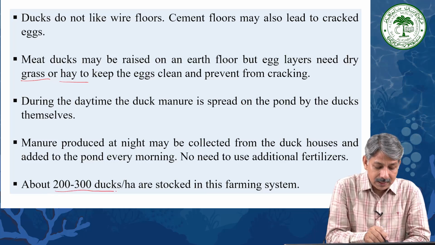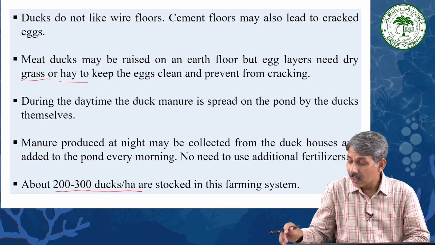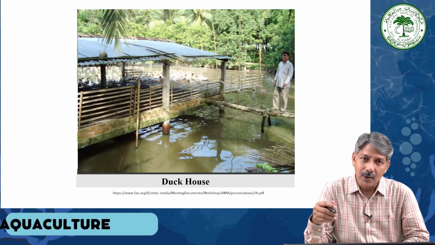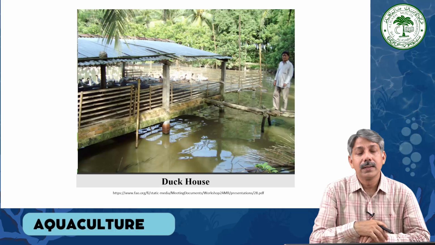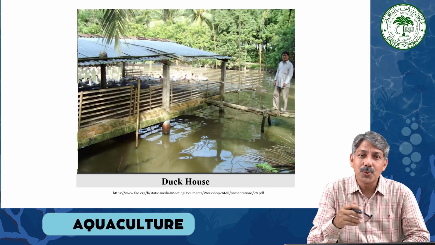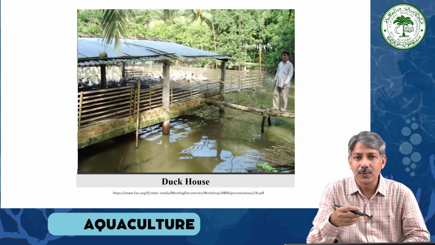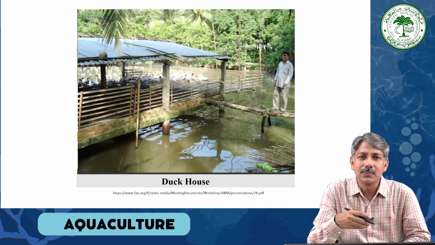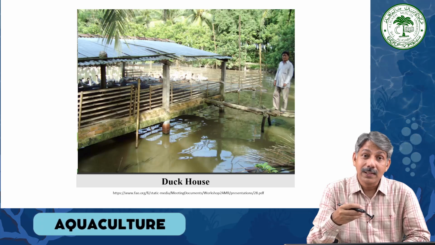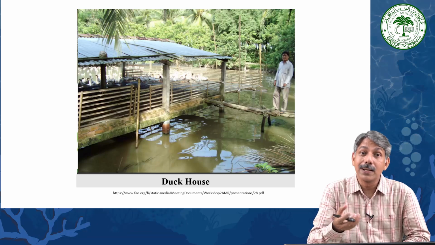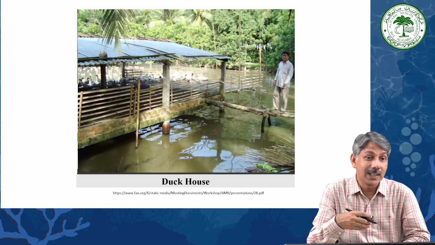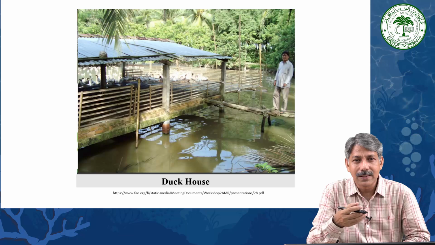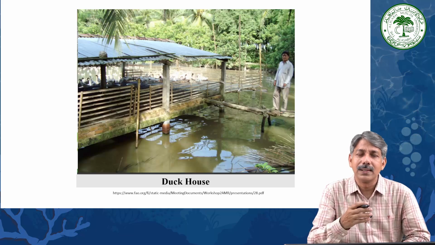About 200 to 300 ducks per hectare are stocked in this farming system. It is always advisable not to use too many ducks for culturing on a pond. You might say, okay, why 200, 300, I can increase it to 1000. But ultimately, the droppings which are beneficial may become harmful to the pond ecosystem if you exceed a limit. So always go for whatever is moderate.